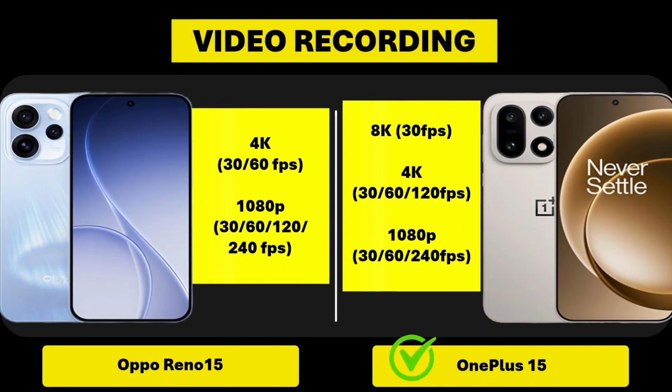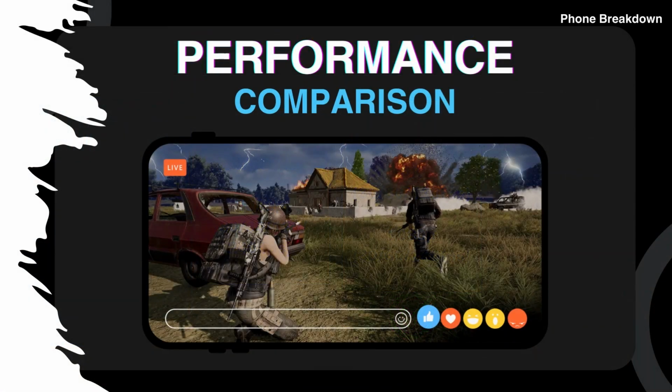Oppo Reno 15 can shoot 4K at 30 or 60 frames per second and 1080p up to 240 frames per second. OnePlus 15 goes up to 8K at 30 frames per second, 4K up to 120 frames per second, and 1080p at 240 frames per second.